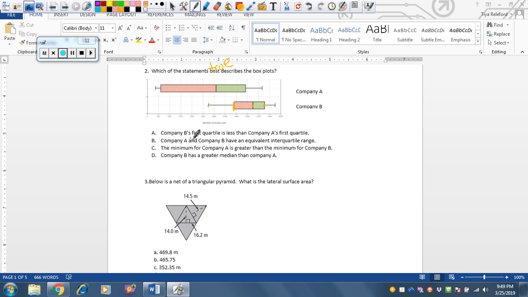B says company A and company B have an equivalent interquartile range. Now the interquartile range is the box. Are the boxes equivalent? Not in the same space, but are they both the same? Are they the same size? If they're equivalent, those boxes are the same size. In fact, I want you to write the word box here.